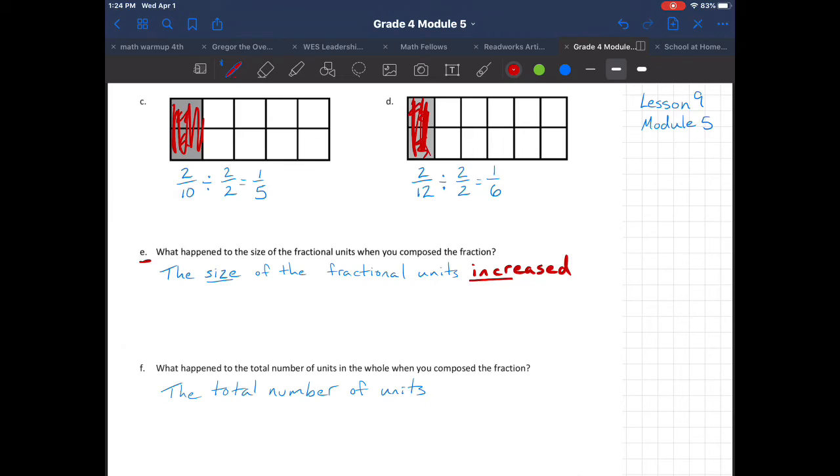And F, what happened to the total number of units in the whole when you compose the fraction? So the total number of units decreased, right? Because instead of in C having 10 of them, we went down to 5. And in D, instead of having 12 pieces, we went down to 6. So that is decreased.